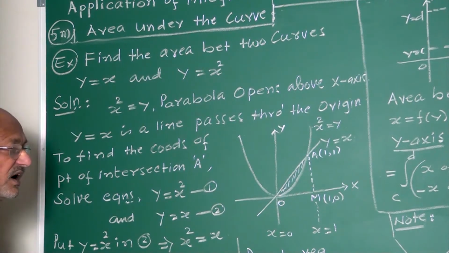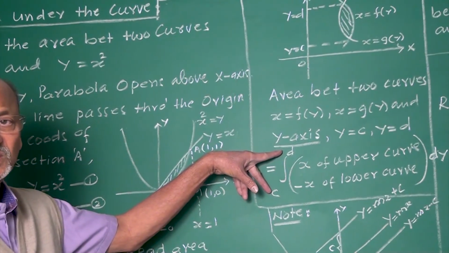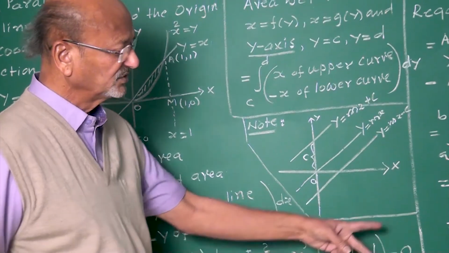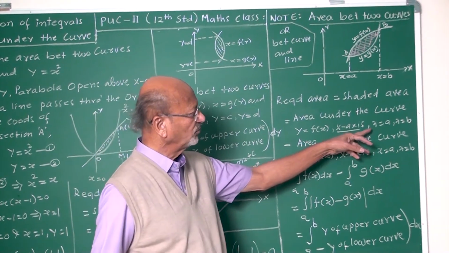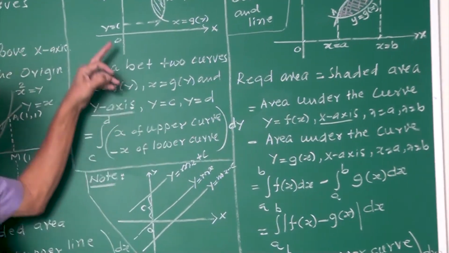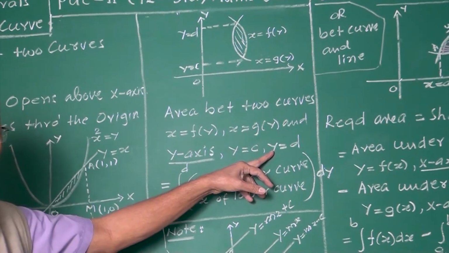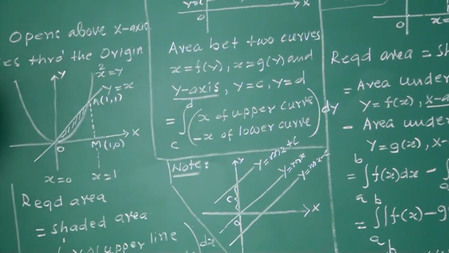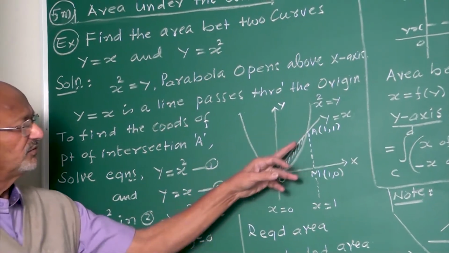In this case, we need what, my friends? These are the limits of integration. With the x-axis, values of x are the limits of integration. Now with respect to the y-axis, values of y are the limits of integration. Lower limit, upper limit, like that. Now in this case, those limits are not given. Then these points of intersection are not given.